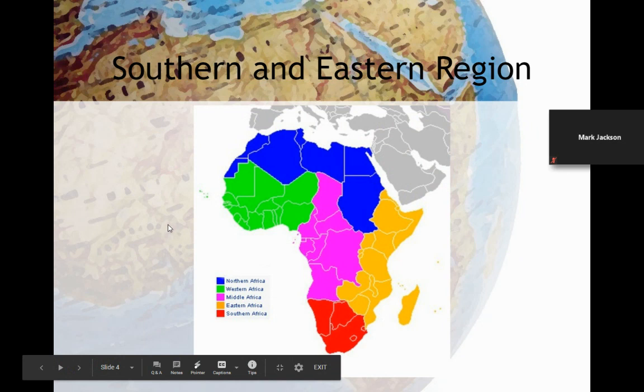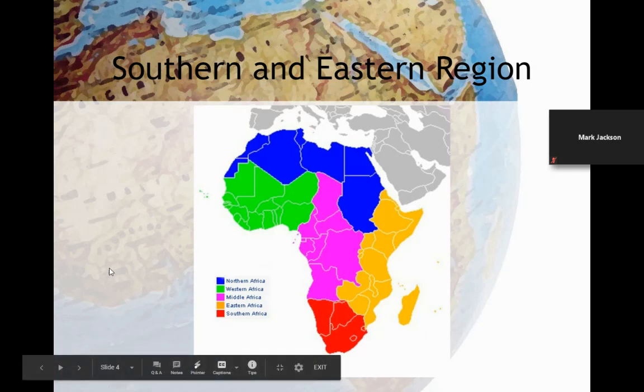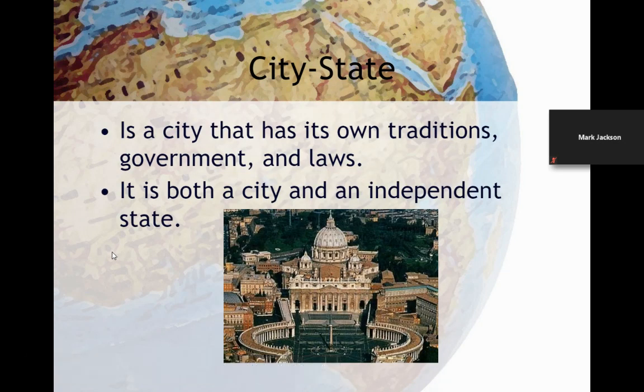So when you look at Africa, it can be broken into 5 different regions: Northern Africa, Western Africa, Middle Africa, Eastern Africa, and Southern Africa. And we'll take a look at kingdoms in all of these different regions. But first, when you look at the idea of a kingdom, Africa is broken into multiple parts, which are city-states as well. They're African kingdoms, I should say, not Africa itself.